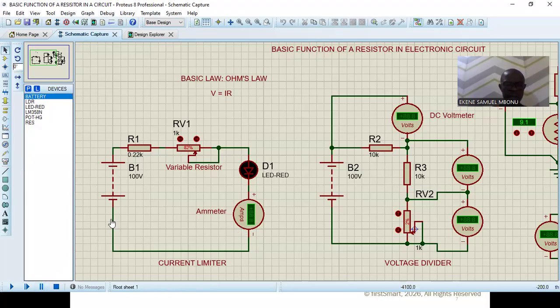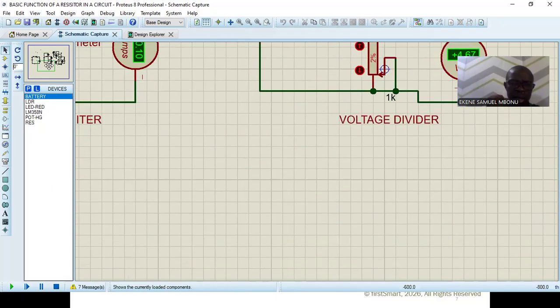Now, this is the first application, that is the first basic function of a resistor, current limiter. Let's run the circuit. You are going to tell me what to observe. That is the only way I can confirm that you are listening and your mind is in the lecture, okay? So I will just operate this. Tell me your, probably I should increase this. Tell me your observation.